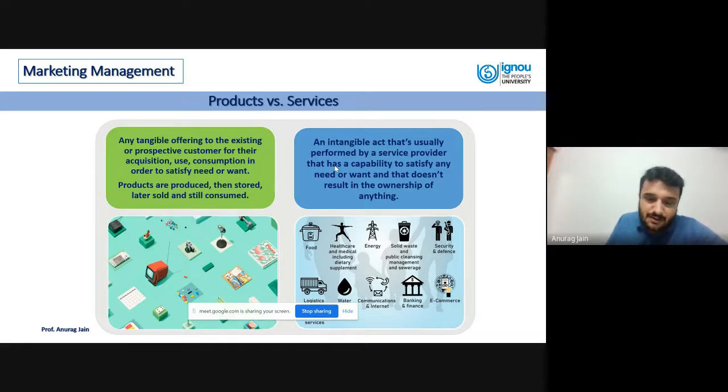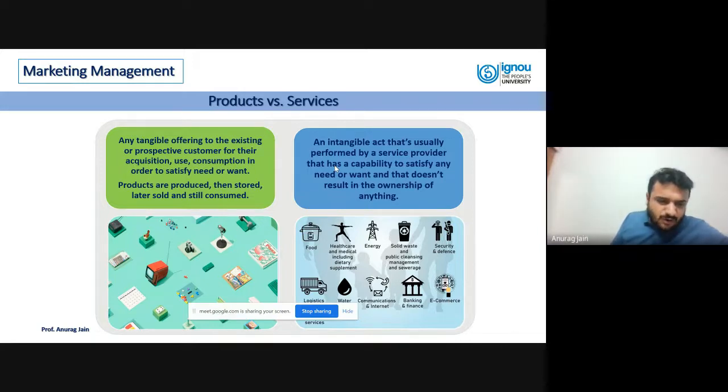Whenever we say marketing is universally applicable, that is true. It is very much universally applicable, but definitely the course of action will vary if you are marketing products as compared to marketing services. So that is the basic understanding I wanted to create about how products are different from services.